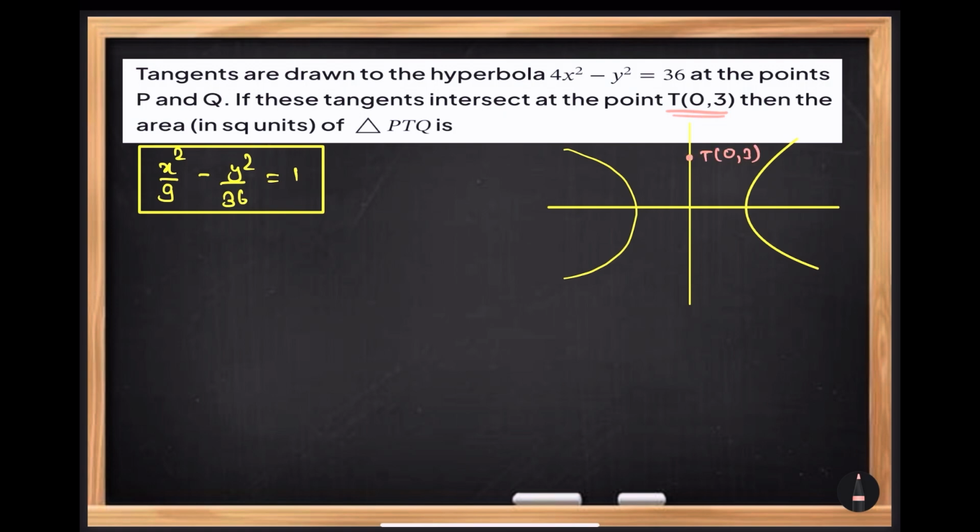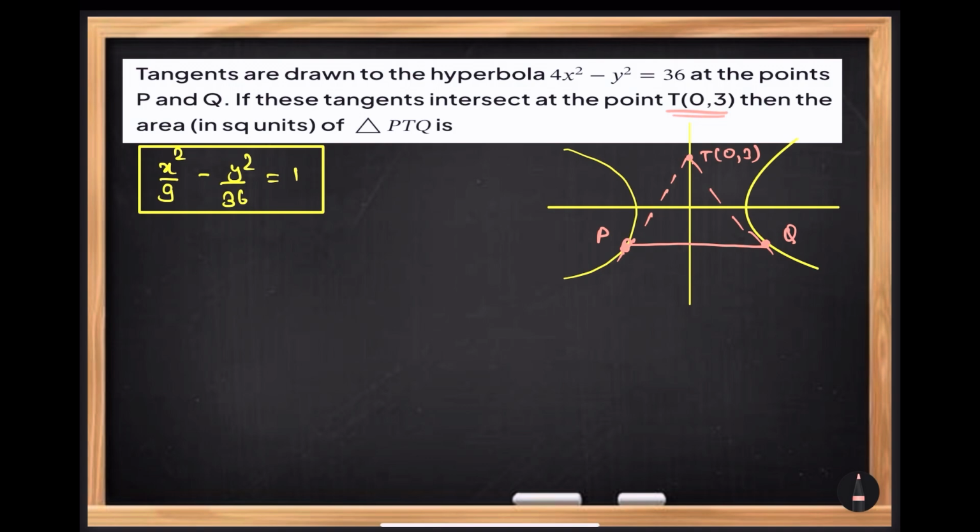So in other words, can I say that from this point, if we drop tangents, they will touch the curve at P and Q, and it will be symmetric, correct? P, Q, and we have to find out the area of that triangle. Okay, now look at this.